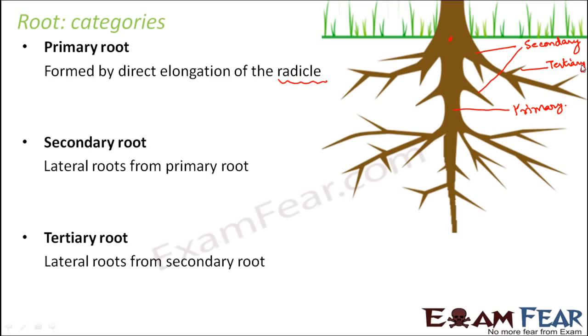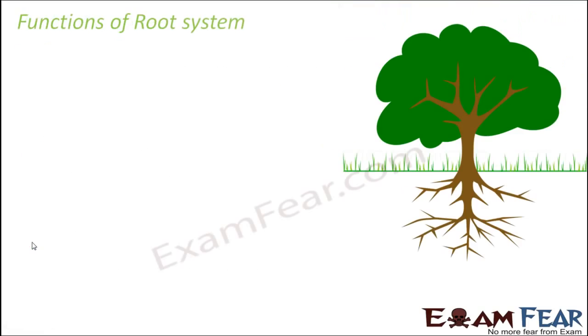From the secondary root, further branches will come out, which will form tertiary roots, and so on. So this process will continue with the growth of the plant. These are the various categories of root, or various levels in which roots exist. This is how the branching of root takes place in a plant.